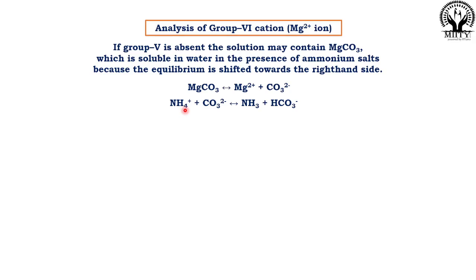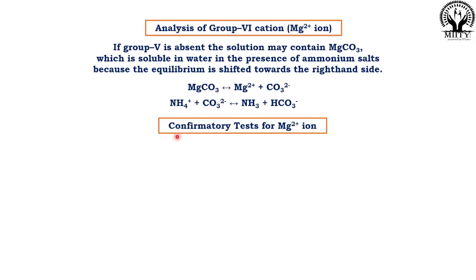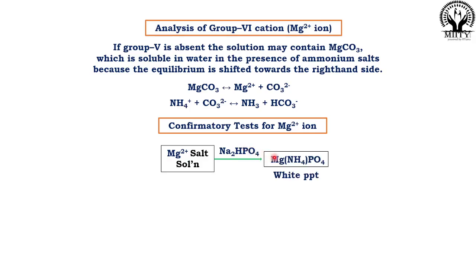That's why, to confirm the presence of magnesium, we take the original magnesium salt solution and to the original salt solution we add disodium hydrogen phosphate. If we observe white PPT of MgNH4PO4, we can confirm the original salt solution has magnesium.